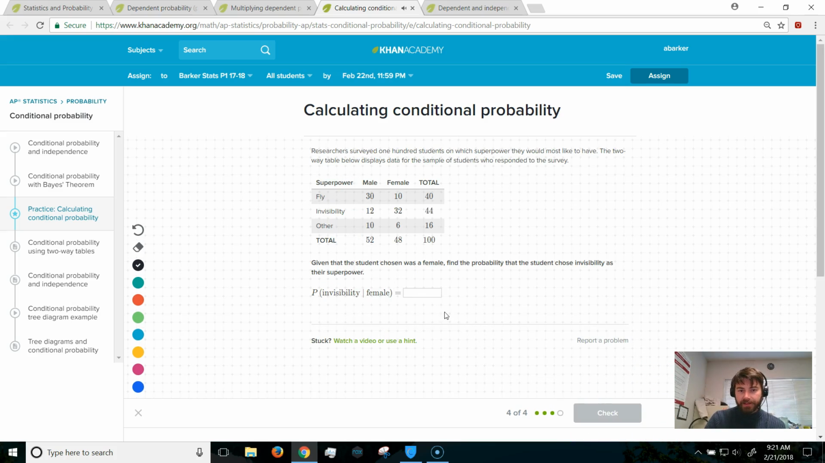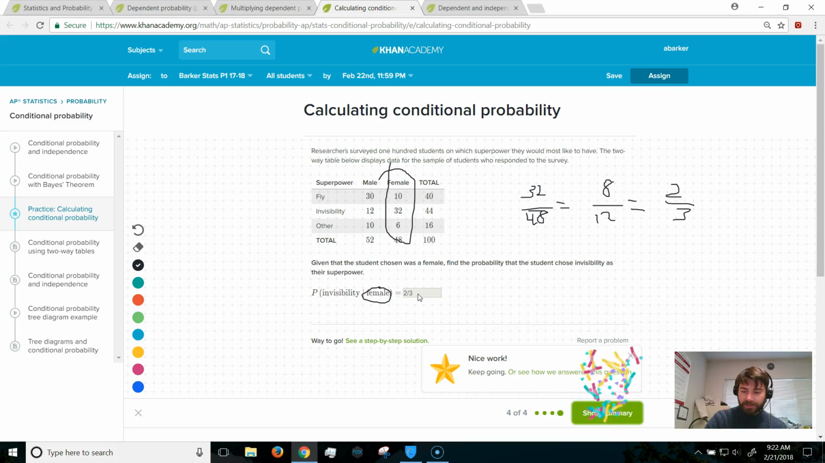Okay. This one too, just to get it done. So female, we're only looking at that column. So it's out of 48. And then invisibility is 32. Now this one does reduce. They both divide by 4, and you get 8/12, and then it reduces further. Both divide by 4 again. So 2/3.